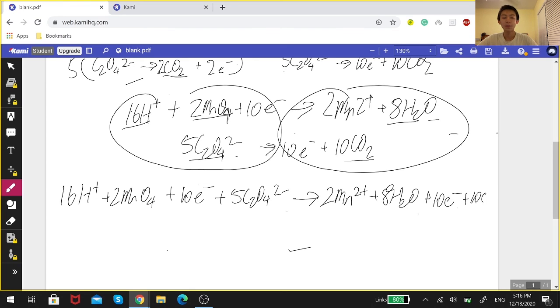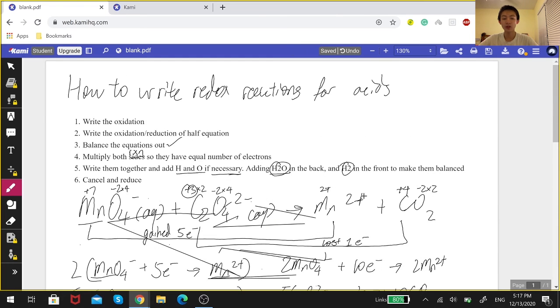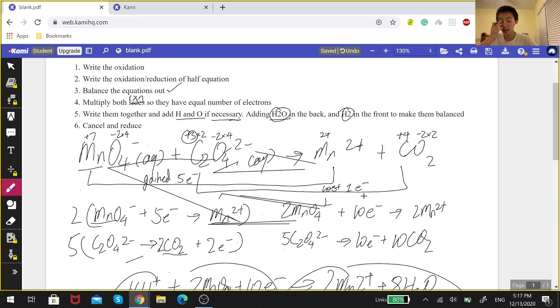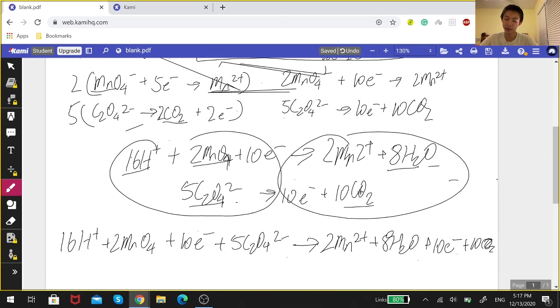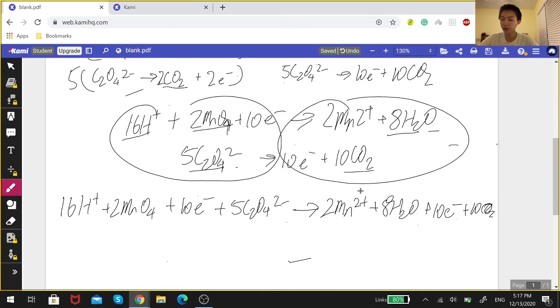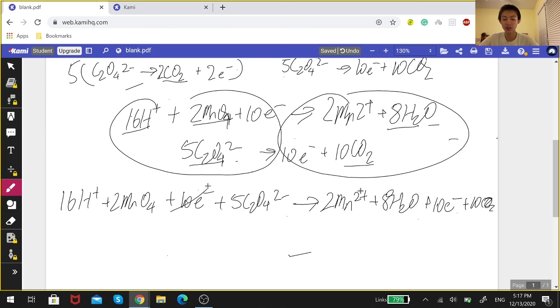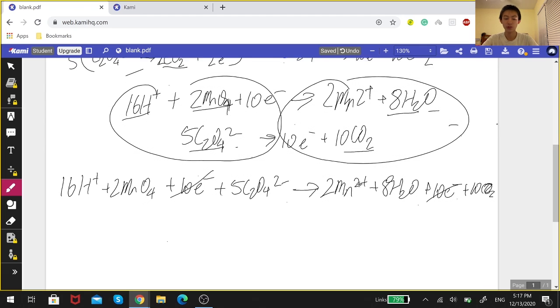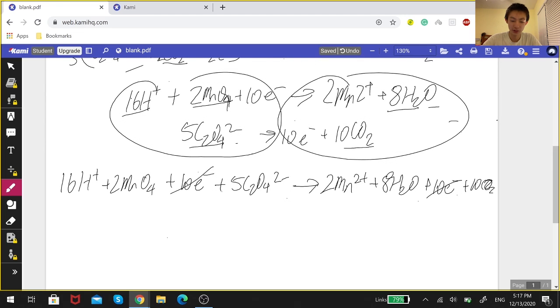Alright, now we come to our sixth step, cancel and reduce. Basically, we cancel out anything that is exactly the same on both sides. We have 10 electrons here and 10 electrons here. That is exactly the same. Everything else is not the same. We have Mn with charge, Mn with no charge. So we're going to write everything again, this time without the electrons, since they're canceled out.